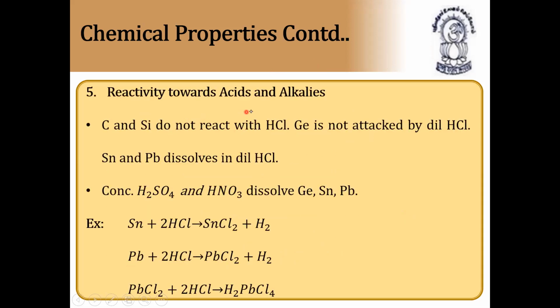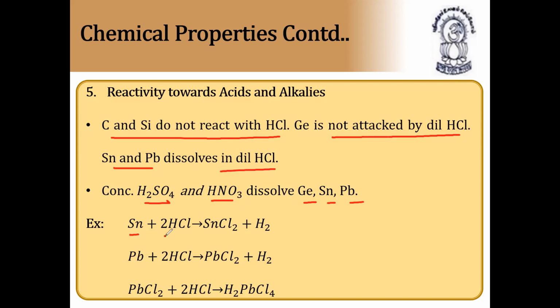Next, reactivity towards acids and alkalis. Carbon and silicon do not react with dilute acids. Germanium is not attacked by dilute HCl; with concentrated HCl, it will attack. Lead and tin dissolve in dilute HCl. Concentrated nitric acid and concentrated sulfuric acid dissolve germanium, tin, and lead.